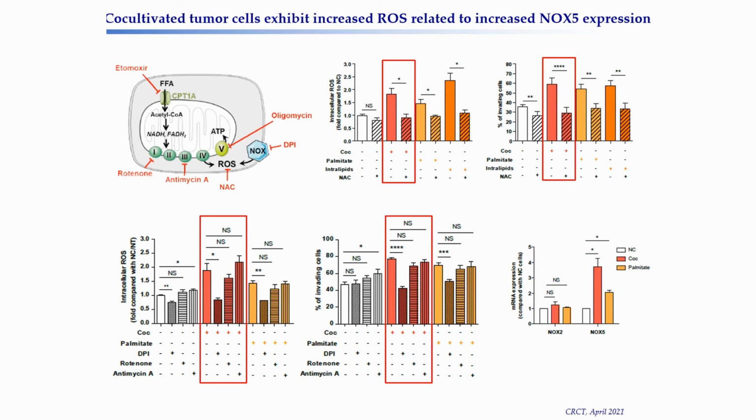And what we found is an increase in ROS production in prostate cancer, and this was inhibited by N-acetylcysteine, which also inhibited the pro-invasiveness of adipocytes. But when we used specific inhibitors of pathways that produce ROS, we found that only DPI, which is an inhibitor of NADPH oxidase, was able to reduce ROS production and reduce the effect of adipocytes on invasiveness. And of the 5 NOX, the only one expressed and increased in co-cultivated cells was NOX5.